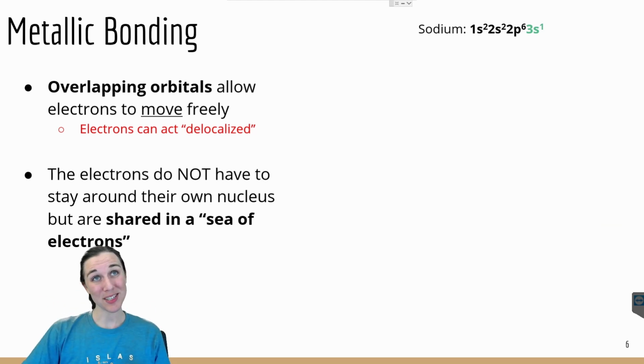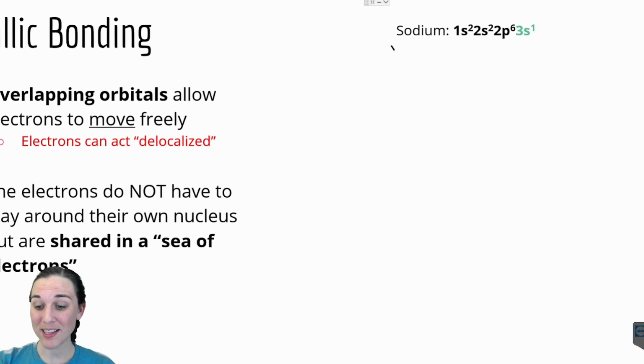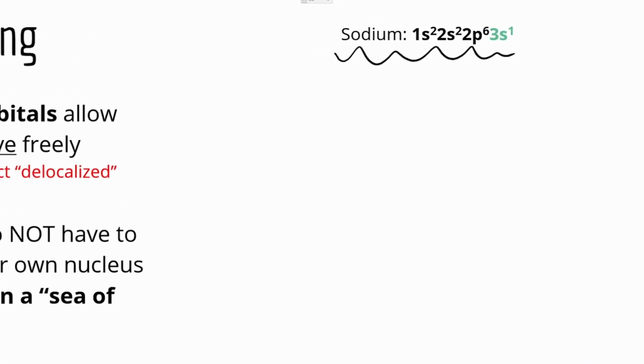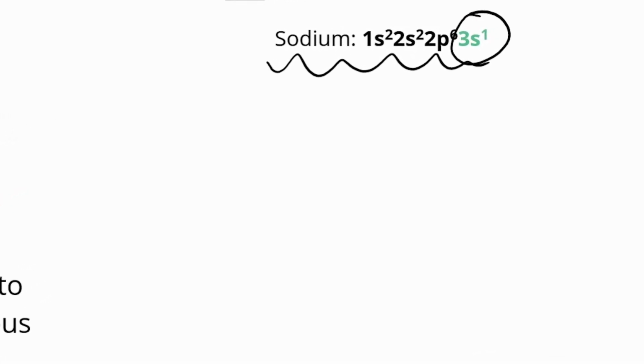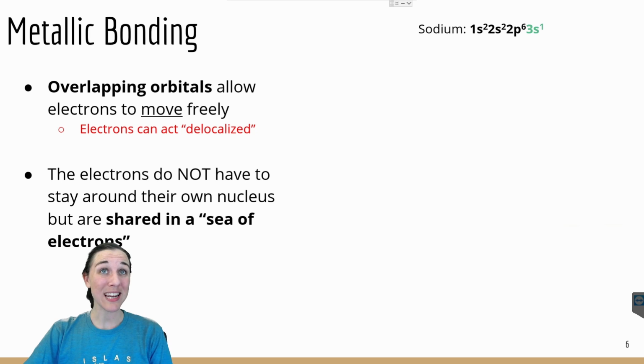So let me show you what this would look like in terms of a shell model depiction for sodium. Sodium's electron configuration I've written up here so you can kind of see the valence shell that we'll be talking about is the 3s1. But let's draw a community of sodium atoms together so you can see how their valence shell electrons would interact with one another.